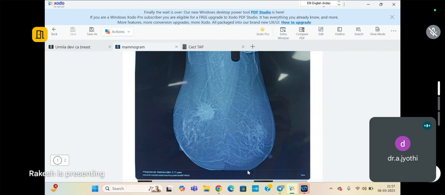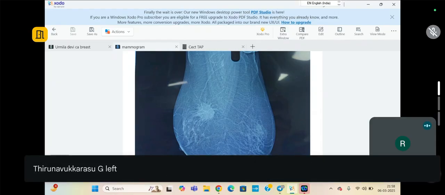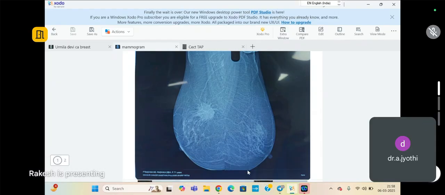What is the other, not very commonly used, but what can be used for a bone scan? Fluorine based, sodium fluoride. Yeah, it can be done. Okay, so bone scan is an individual investigation.